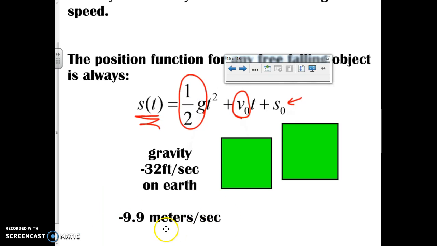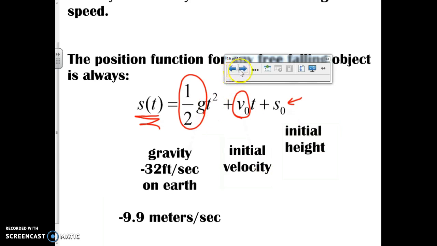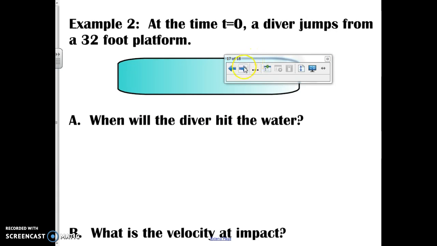And then in physics, I know you go in meters. So this would be half of 9.9, and so you're going to see the 4.98? Nope. 4.95. Negative 4.95 in front of that. And then V sub 0 is your initial velocity. S sub 0 is the starting height, starting position, starting whatever it is we're going to look at.